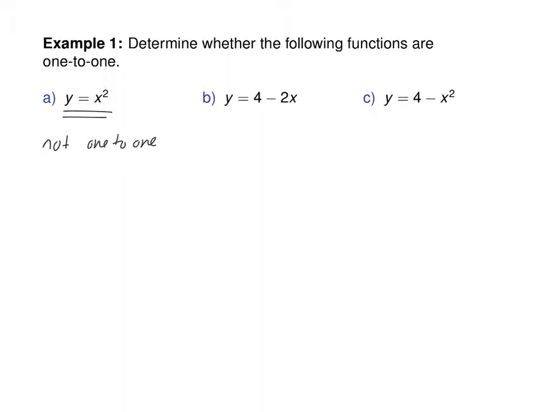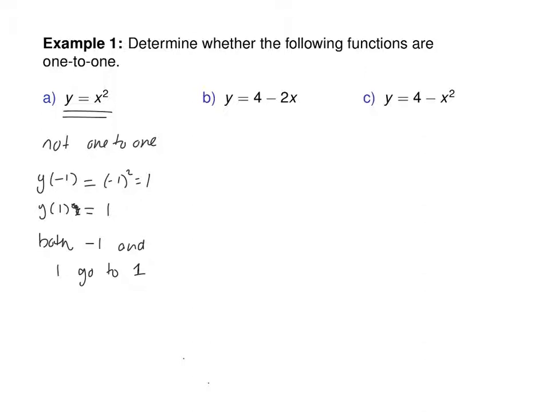And the reason is when you plug in, say you can make this into function notation by saying y of -1. That's -1 squared, which is 1. And y of 1 is also 1. So both -1 and +1 go to +1.